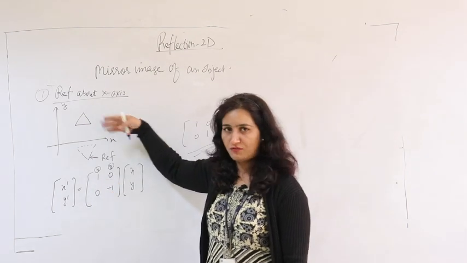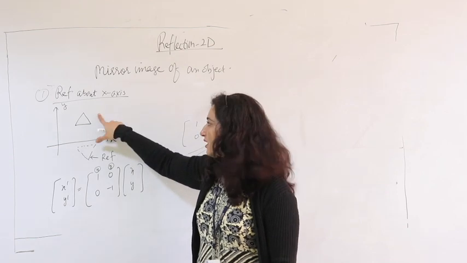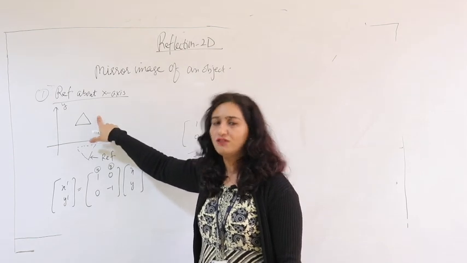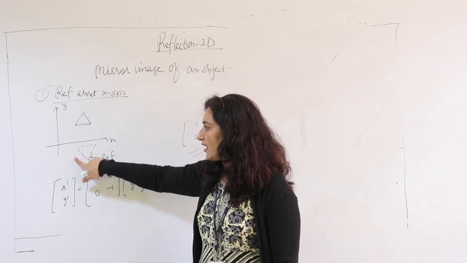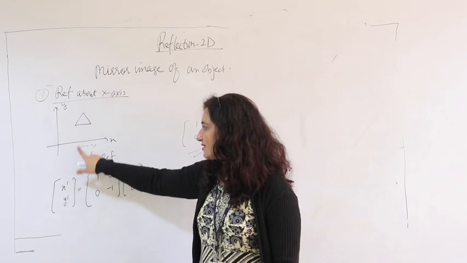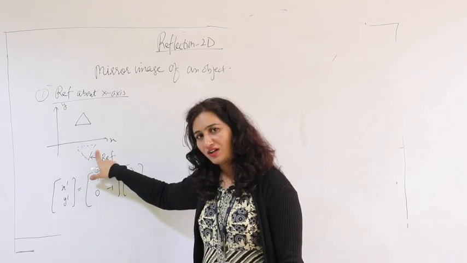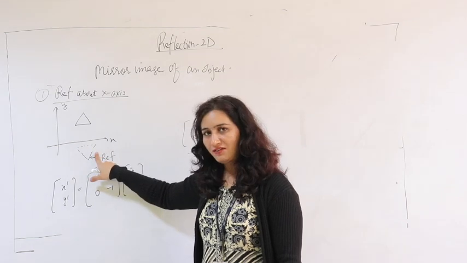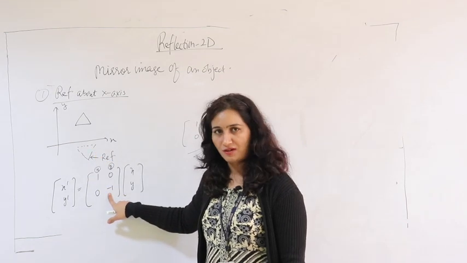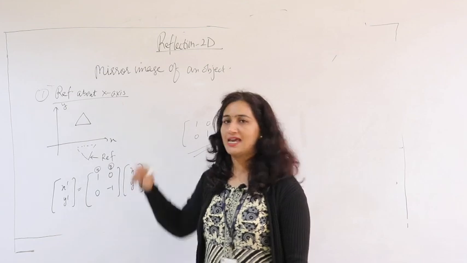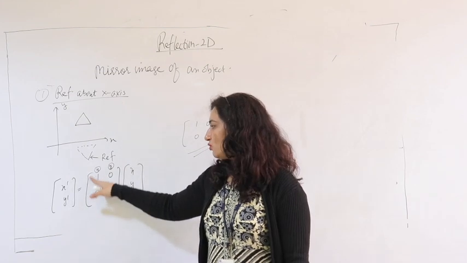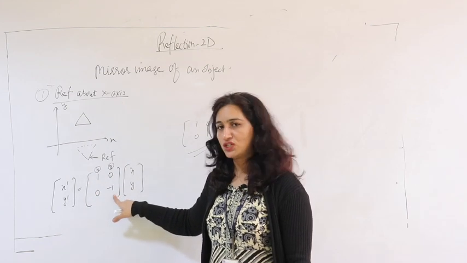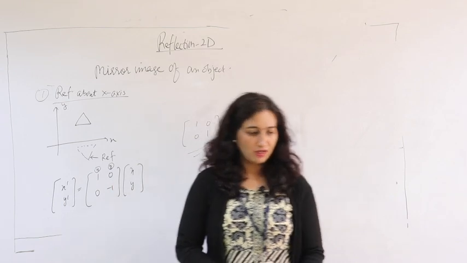Suppose if we are talking about this example, it has some x value positive, y value positive. The reflected image is here. It has an x value positive, similarly x value positive, but y is negative here. Clear? So in x-axis reflection, there is no change in x-axis, but there is a change in y-axis, which is the value negative. Clear?